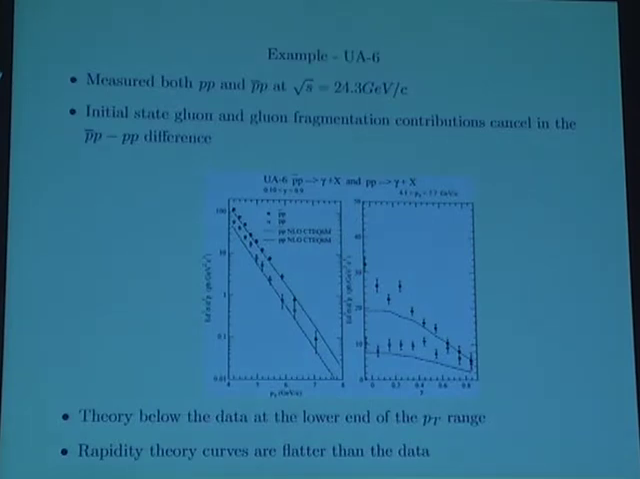Here's a fixed target experiment that was buried in that cluster of points on the right-hand side of those xT plots. This one's UA6, and I want to use this because I'm going to come back to it in a few minutes. This shows next-to-leading order predictions for the pp and p-bar p cases, and you notice that they're both a little low. Proton-proton is lower than p-bar p is. The rapidity distributions are a little flatter than the data show.